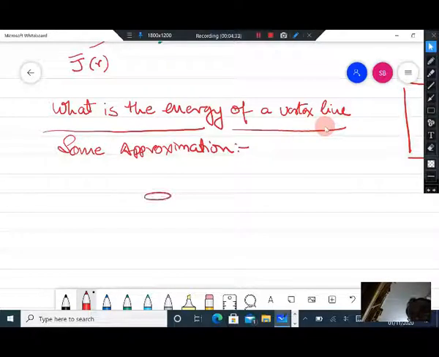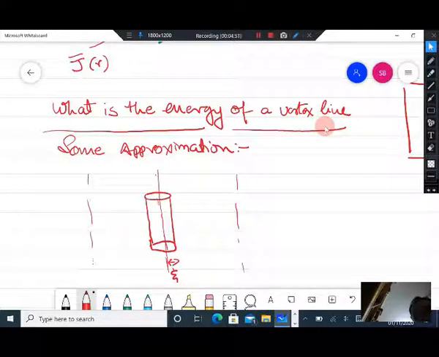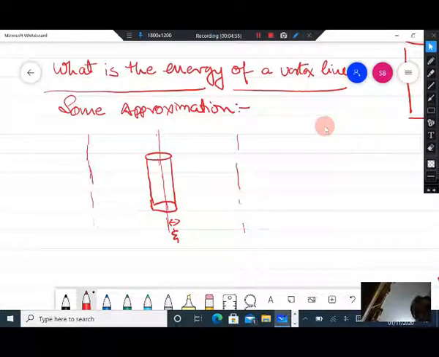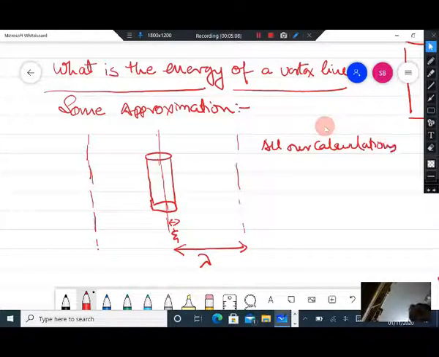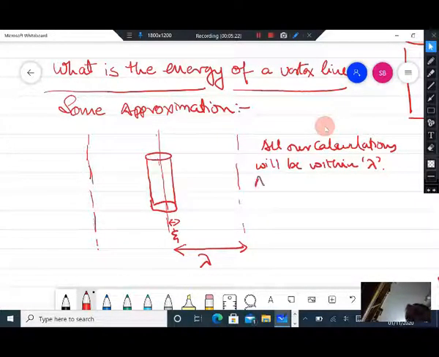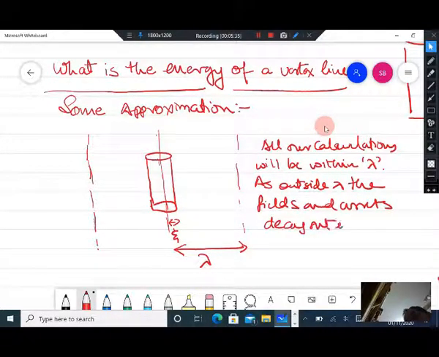So basically this is the vortex line. The radius of the vortex is the coherence length, and within lambda distance, all our calculations will be within lambda, as outside lambda the fields and currents decay out exponentially.